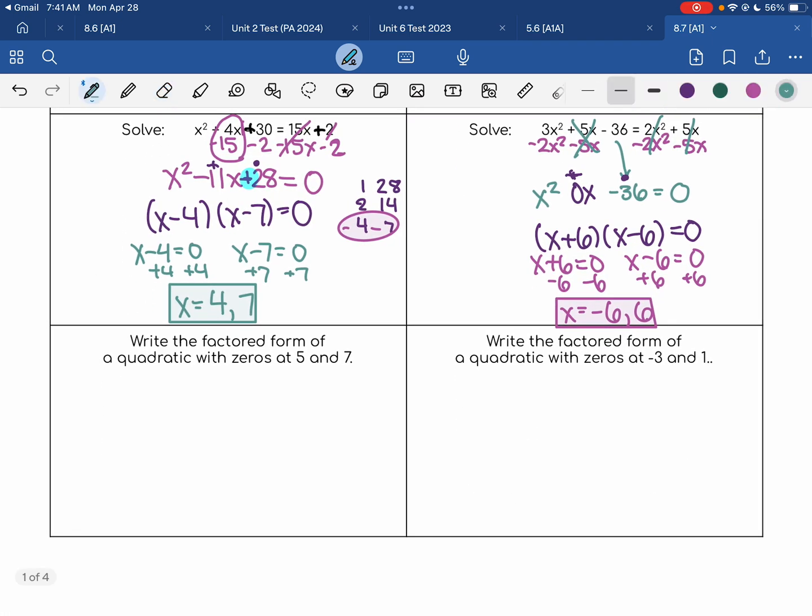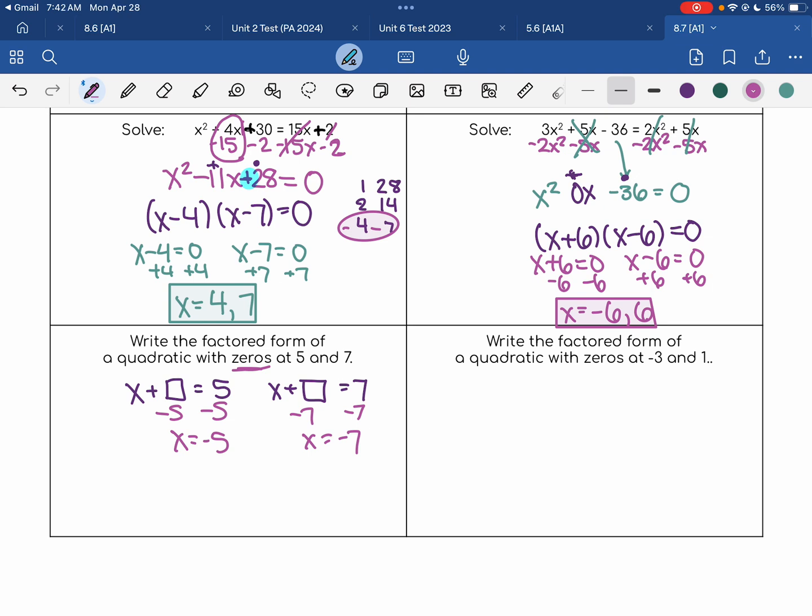All right, easiest two on the assignment. If you want to write the factored form of a quadratic with zeros at 5 and 7, that means that x plus something equals 5 and x plus something equals 7. Now, if I wanted to make that side 0 again, I would subtract the 5 and the 7. So x would be negative 5 and x would be negative 7.